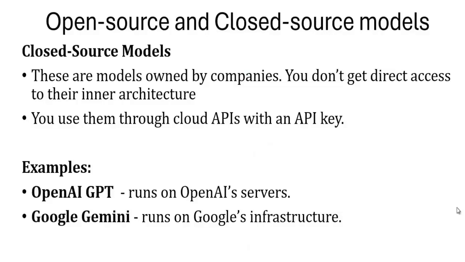Before we move back to the coding part, I want to discuss a very important point: open source and closed source models, because here we are going to use both. So what are closed source models? These are models owned by companies. You don't get direct access to their inner architecture. You use them through cloud APIs with an API key. Examples: OpenAI GPT runs on OpenAI's servers, and Google Gemini runs on Google's infrastructure, so we can access them through an API key.